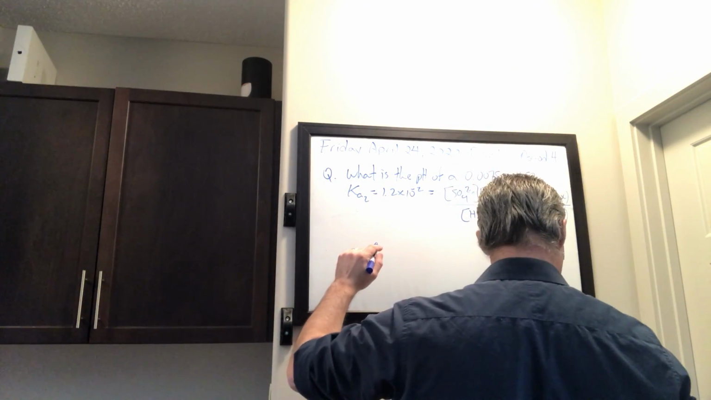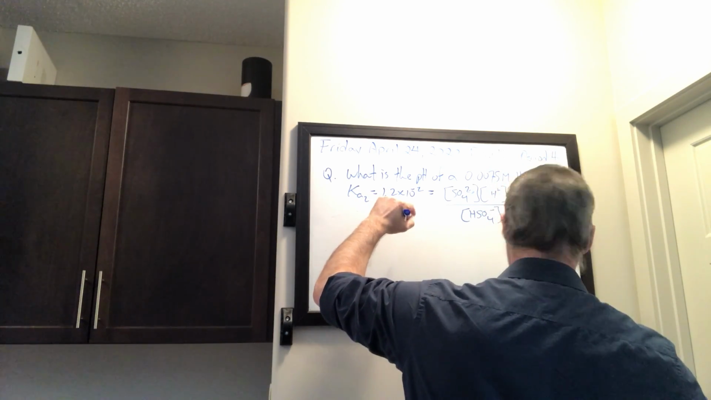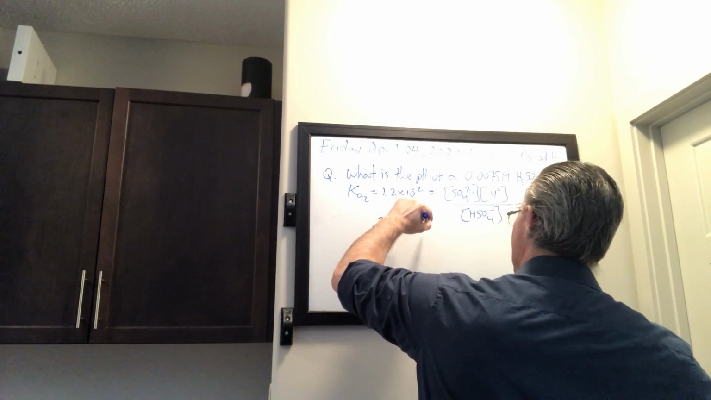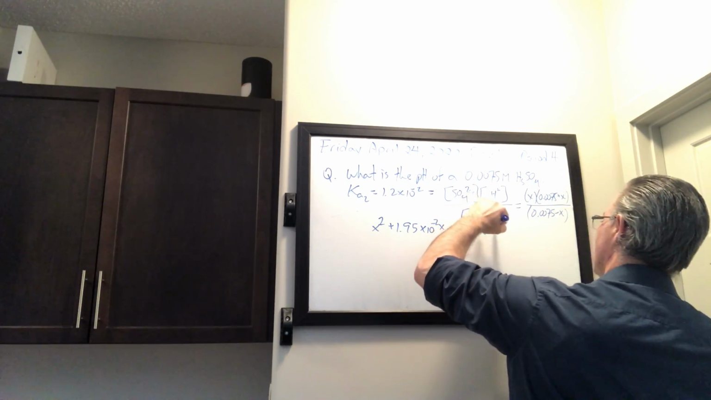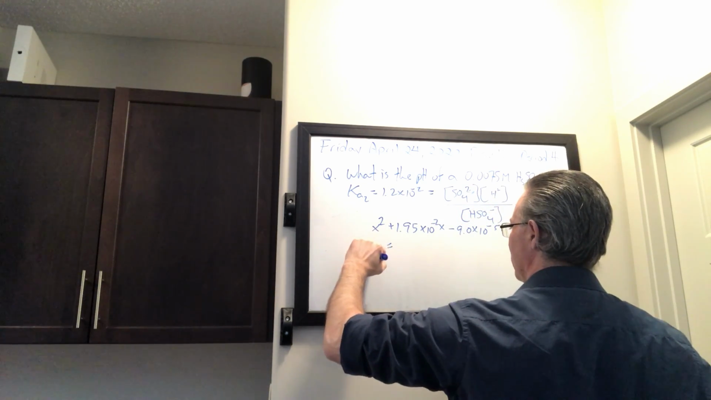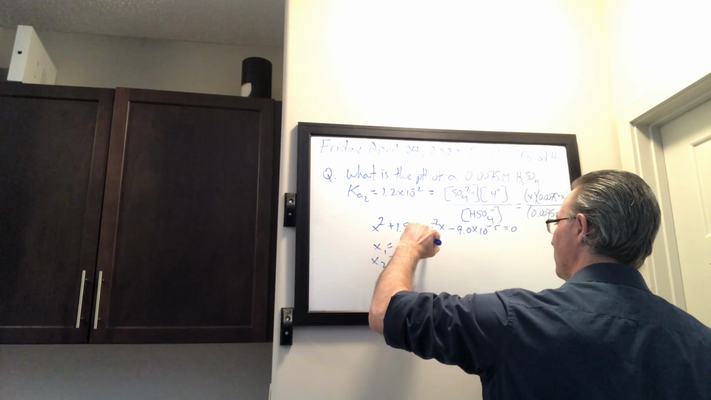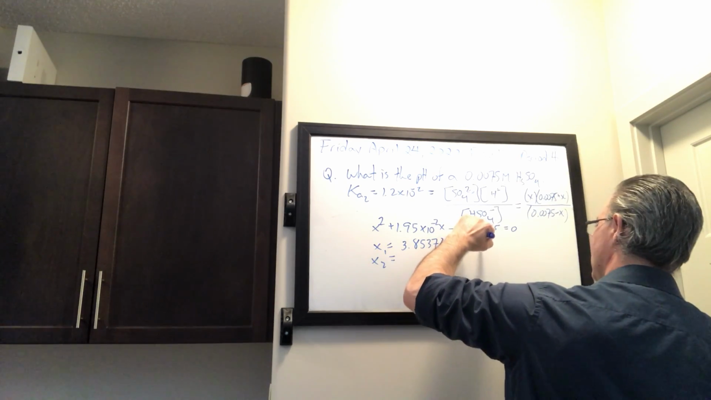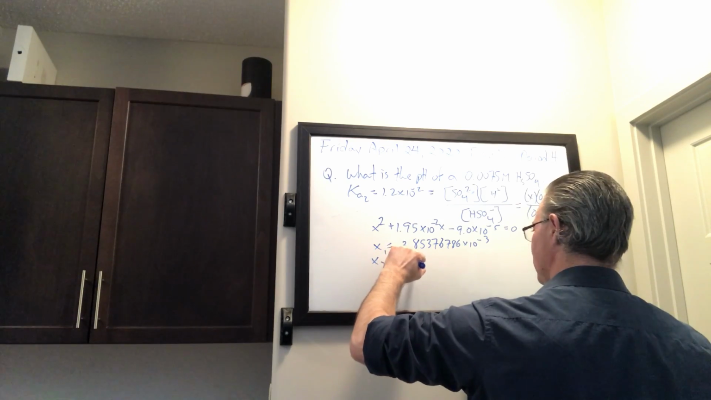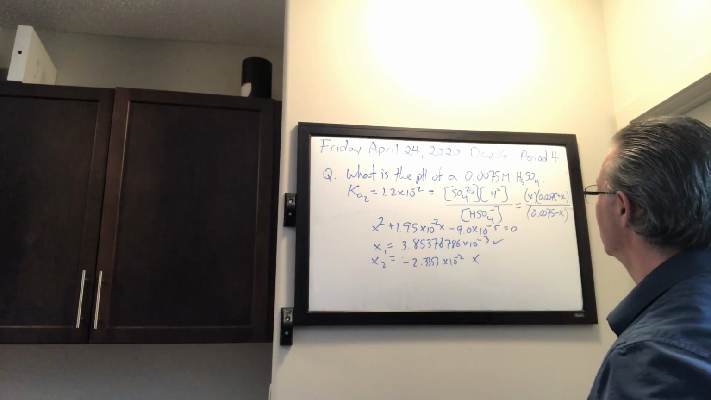So the trinomial you get from all this, once you distribute it, is X squared plus 1.95 times 10 to the negative 2x minus 9.0 times 10 to the negative 5, and all that equals 0. When you solve for the value of x using the quadratic formula, or in my case I use the quadratic function in my calculator, I got 3.85376786 times 10 to the power of negative 3, and I got negative 2.3353 times 10 to the negative 2. This is the number you're interested in. The other one can't be used, because you can't have a negative concentration, at least not in this situation.